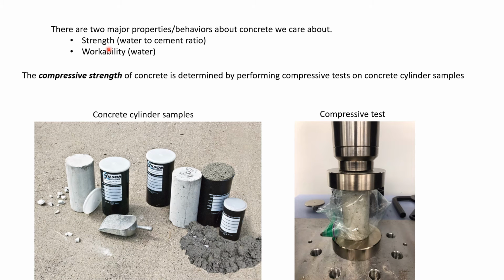There are 2 major properties we care about for concrete in this experiment. The first one is strength, or compressive strength, which is directly related to the water-cement ratio. And the second property is the workability, which is directly related to the amount of water we're adding to the mix. The more water, the higher the workability, but that will reduce the strength. The compressive strength of concrete is determined by performing compressive tests on a concrete cylinder sample. In this experiment, you will make a few concrete cylinders and you will perform compressive tests in week 3.